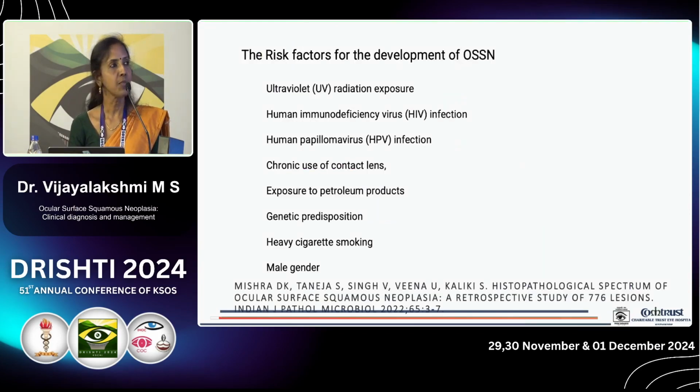Now, there are certain risk factors for developing OSSN. One is the exposure to ultraviolet radiation, HIV infection, HPV, chronic use of contact lens. With any chronic trauma, the chance of OSSN is there. Similarly, exposure to petroleum products, some fumes. There is a genetic predisposition and heavy cigarette smoking, as well as male gender in certain areas also.